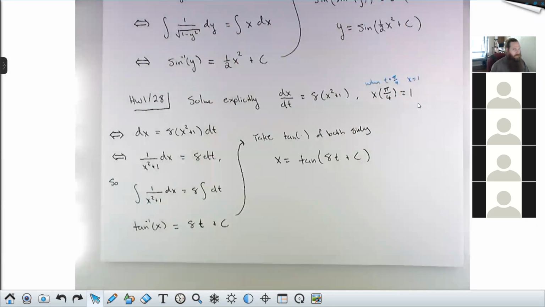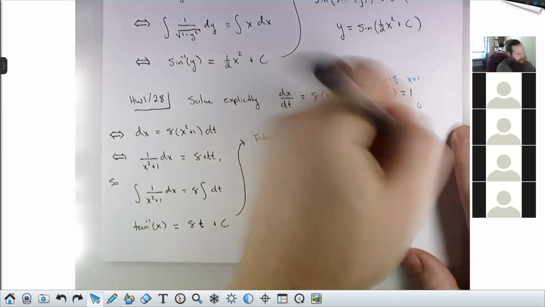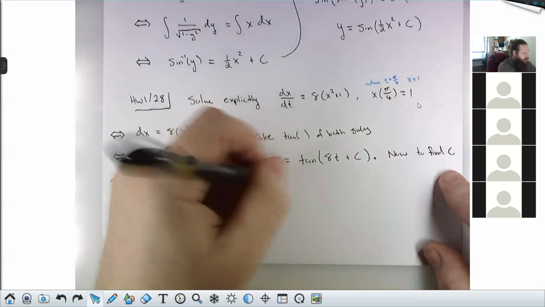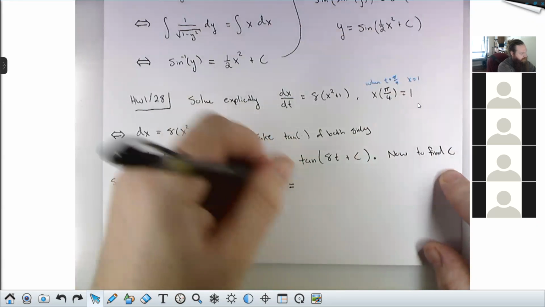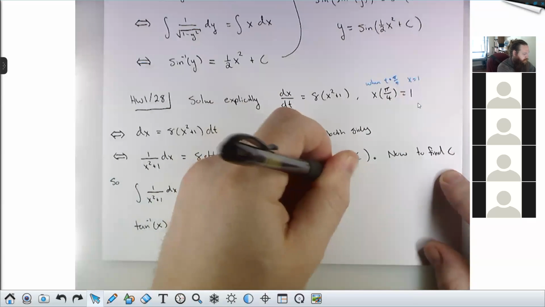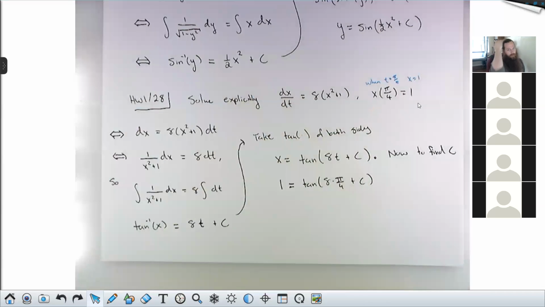To make sure we're clear on the roles of the variables, I'm going to plug in pi over 4 for t, set x equal to 1. Now to find c, x should be equal to 1 at the moment when t is equal to pi over 4. And we'll see what's required of c to make that happen. It might be easier to think of that plugging into this expression here, but either one should be fine.